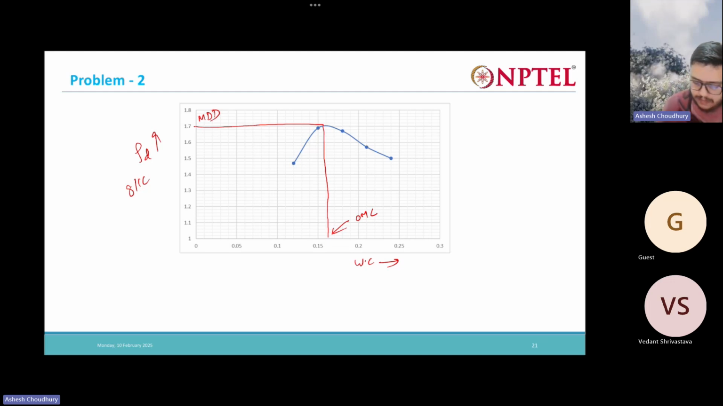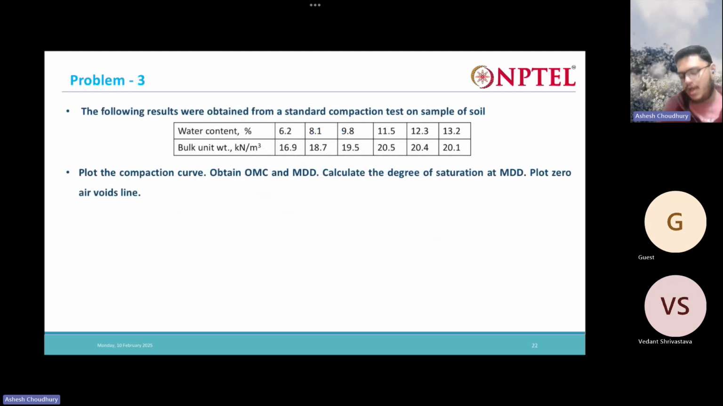Now the next problem is similar to this. The following results were obtained from a standard compaction test on a sample of soil. These are the values that are given. The water content is given in percentage terms, and you also have the bulk unit weight, or the moist unit weight. Plot the compaction curve, obtain the optimum moisture content and maximum dry density, then calculate the degree of saturation at the maximum dry density and plot the zero air voids line.